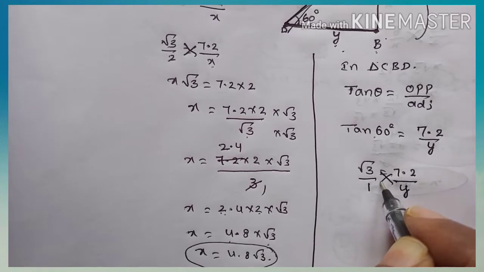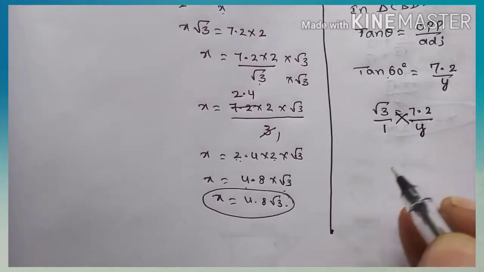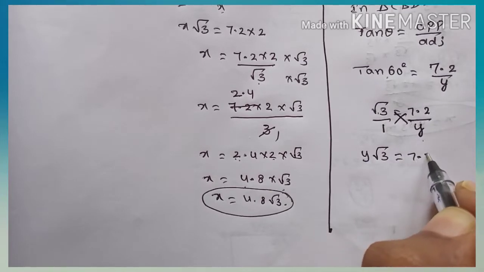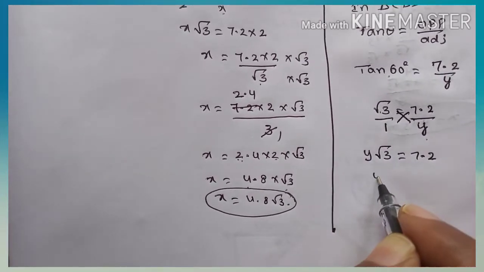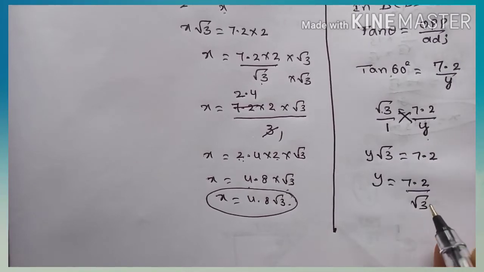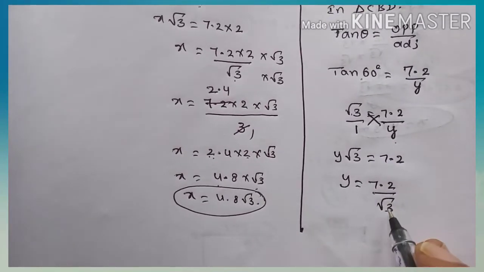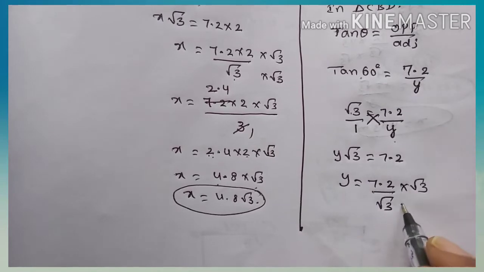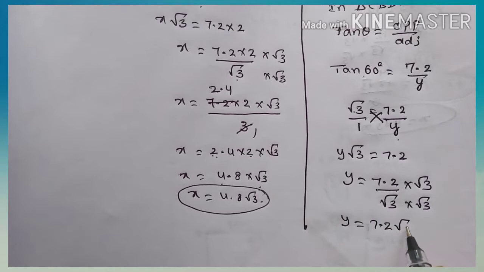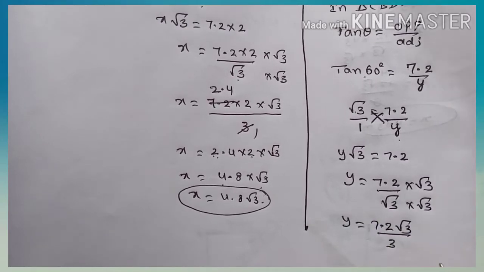There is no denominator 1. Apply cross multiplication. Y into root 3 equals 7.2 into 1, which is 7.2. So the value of y is equal to 7.2 by root 3. Again you got a denominator here. Rationalize. Value of y is equal to 7.2 root 3 by 3.